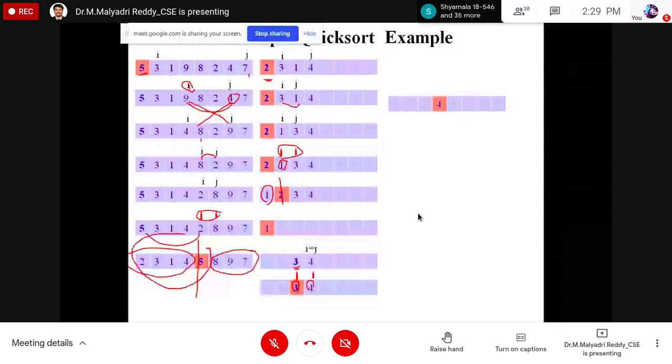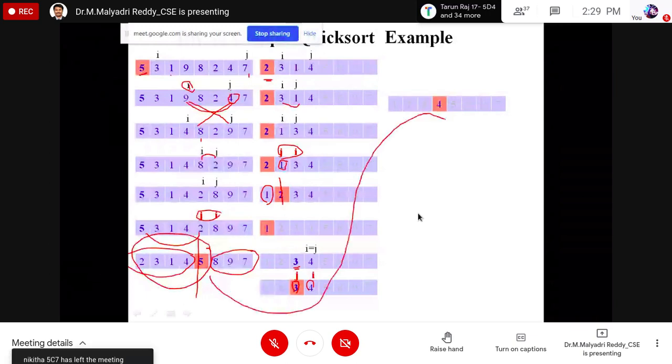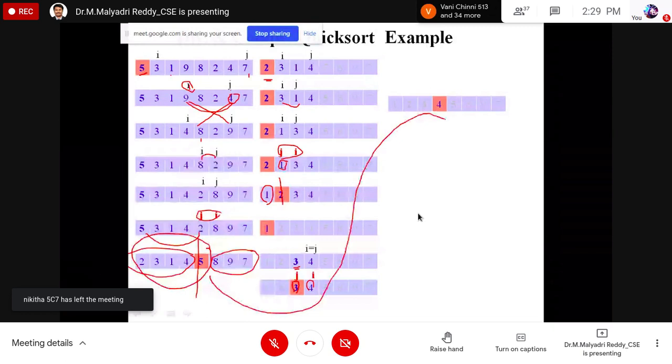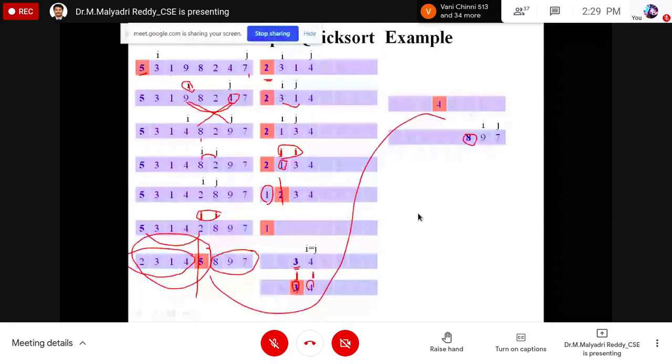Remaining elements are 8, 9, 7 only. So from this 8, the same procedure is repeated. I for the smaller elements, J for the greater elements. So condition this. So swap these two numbers 8, 7, 9.